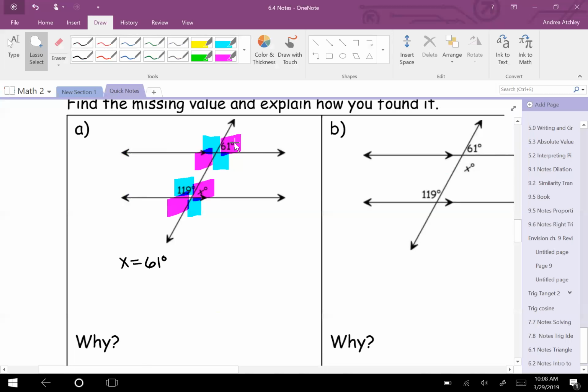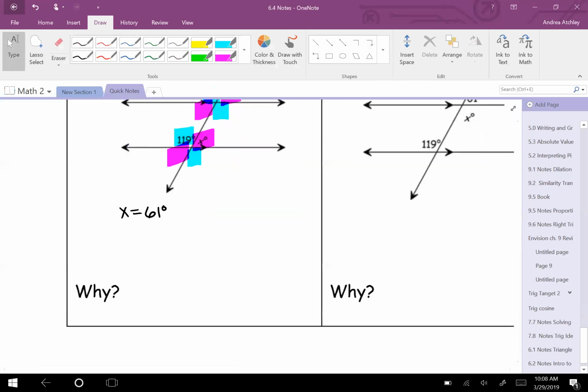Okay, are they corresponding? Are they in the same general location? They're both above the line and on the same side of the transversal? Yes, so these are corresponding angles. So that would be the reasoning. Corresponding angles are congruent in parallel lines. That would be the reason why.